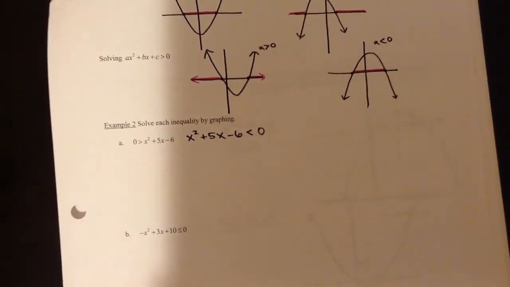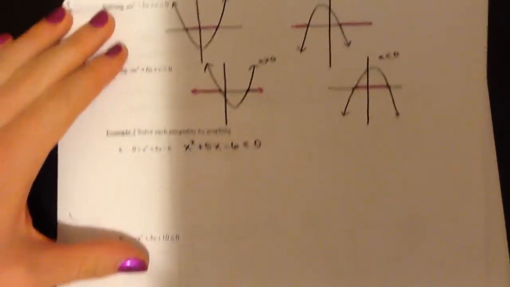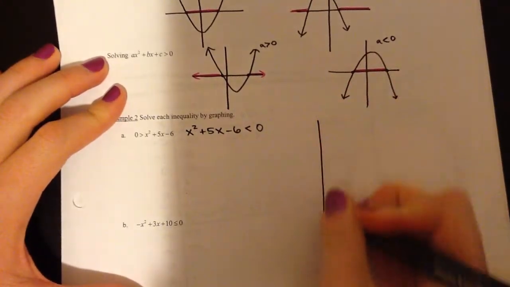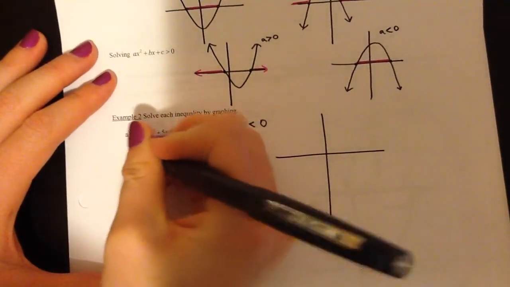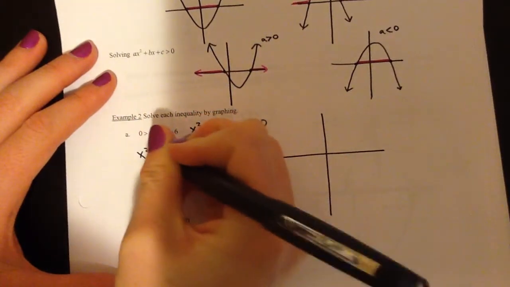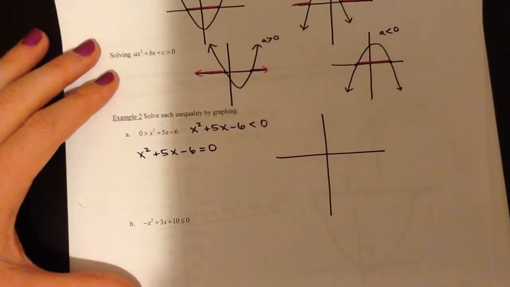To solve by graphing, we need to actually graph the equation, which first means that we are going to come up with the x-intercepts. We want to know, most importantly, where we are going to lie on this x-axis. So let's set up a little graph right here. To find our x-intercepts, we are going to set this parabola equal to 0. Start with that.